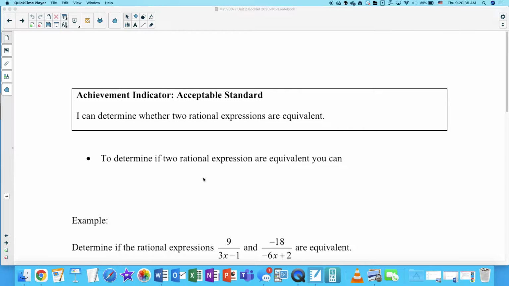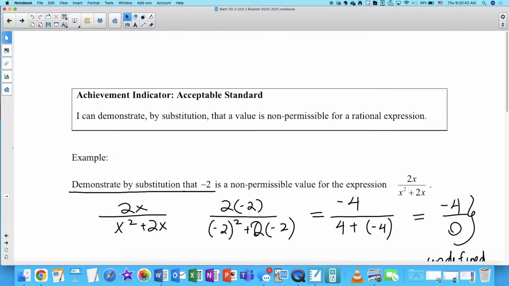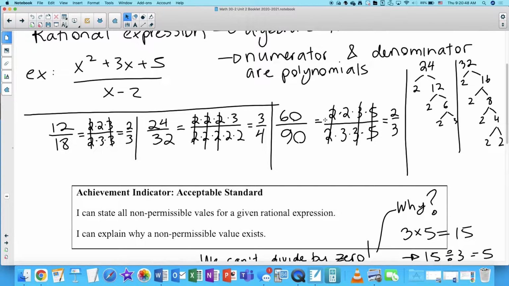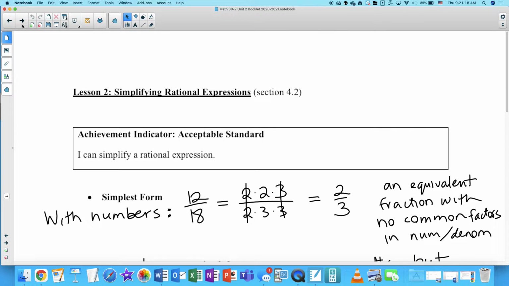Okay, so we sort of did this with fractions yesterday as well. We took a couple of fractions, and we simplified them. And from the simplified equivalent fraction, it's really easy to tell that, for example, 12 over 18 is equal to 60 over 90, because simplified, they're both equal to 2/3. And conversely, they're not equal to 24 over 32, because when that's simplified, it's equal to 3/4. Okay, so we're going to do that same process today, but we are going to do it with rational expressions.